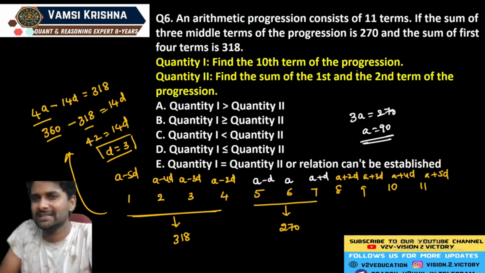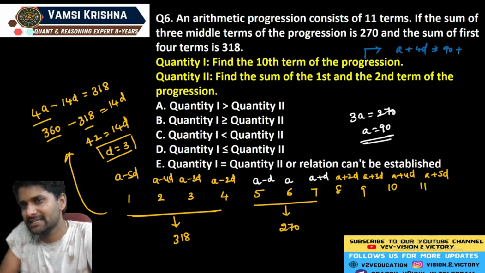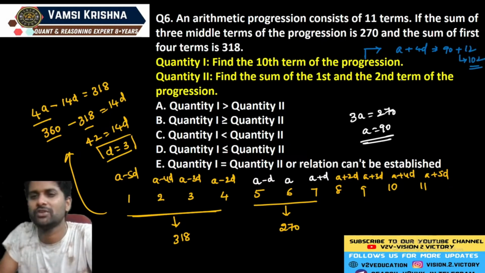Quantity number 1. Find the 10th term in the progression. What is the 10th term here? A plus 4D, right? And you already know that the A value is 90. 4D is equal to 4 times 3, which is 12. Now the value becomes 102. You will get one of the quantities.